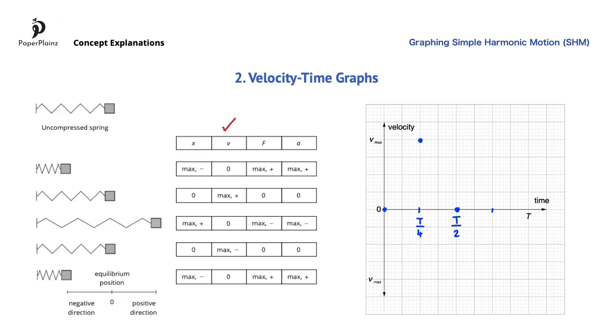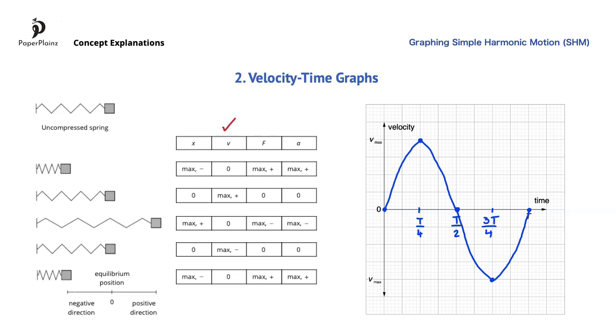Then at the fourth position, at 3t over 4, the object is again at the equilibrium position, this time moving to the left. Looking at the second column of the table, we can see that velocity is at its maximum negative value, so here. Finally, after a full oscillation at t, the spring is fully compressed, the object stops for a moment, so velocity is 0. Here is the velocity time graph that we get when we connect these points.